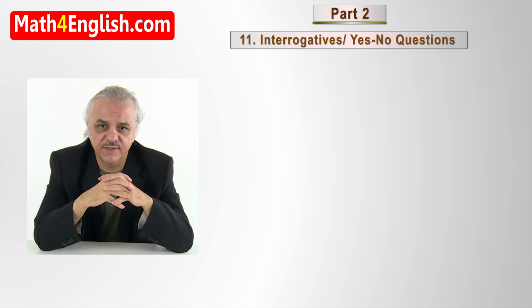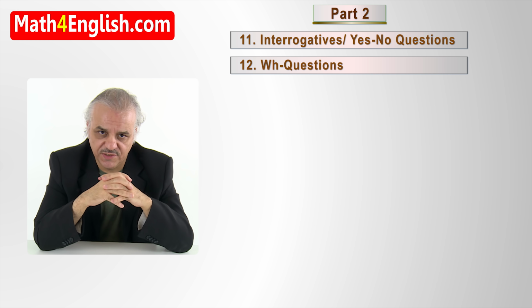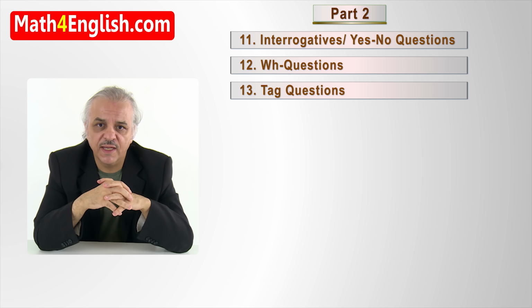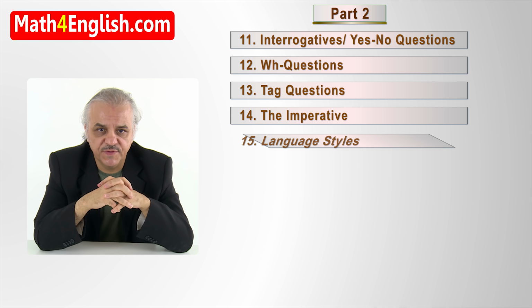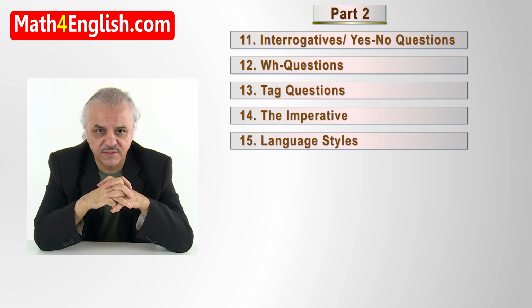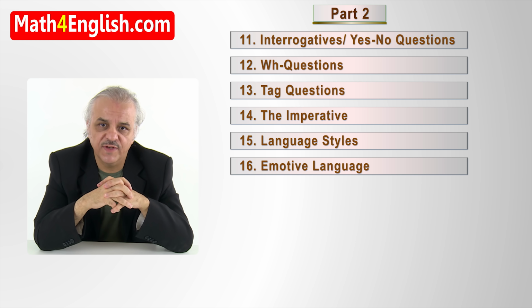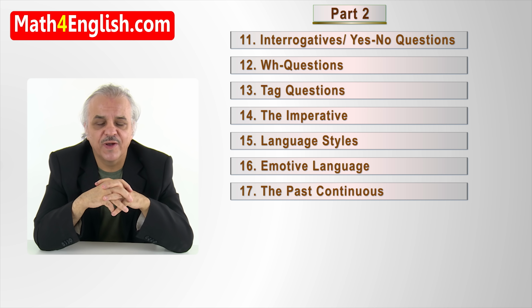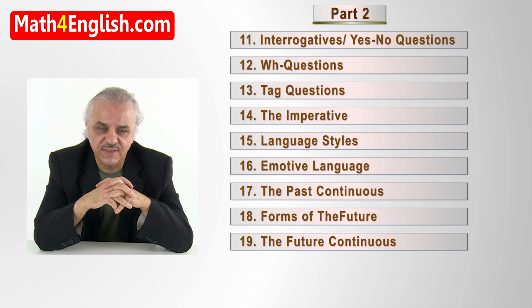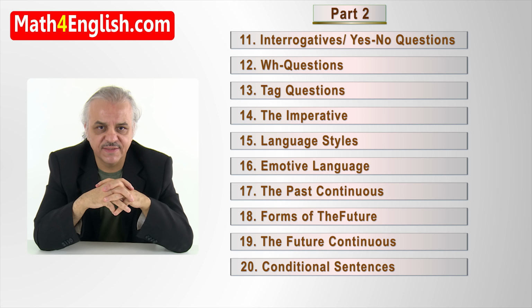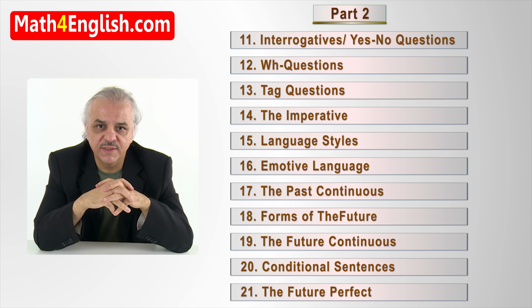Part 2. 11. Interrogatives. Yes/no questions. 12. WH questions. 13. Tag questions. 14. The imperative. 15. Language styles. 16. Emotive language. 17. The past continuous. 18. Forms of the future. 19. The future continuous. 20. Conditional sentences. 21. The future perfect.